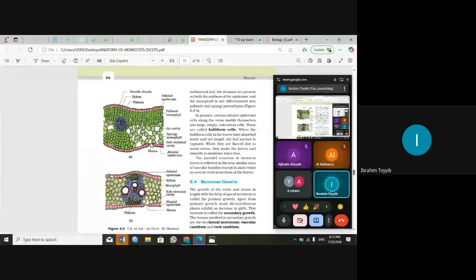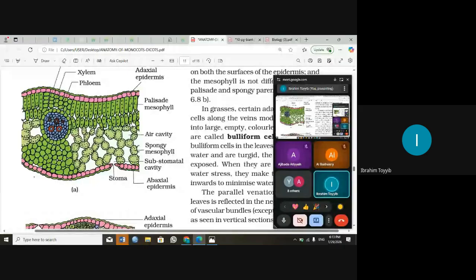This is the substomatal cavity inside this place. So we have the air cavity here. We have palisade mesophyll. We have spongy mesophyll. Then we have the bundle sheath, xylem, and phloem. So look at it very well.